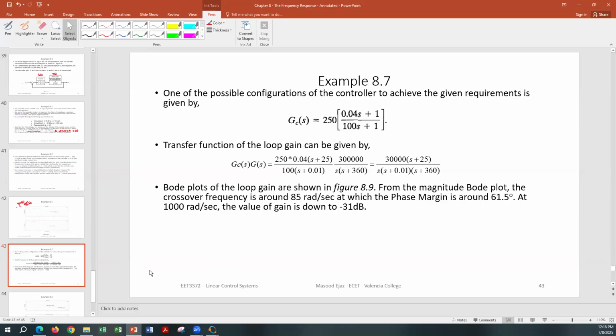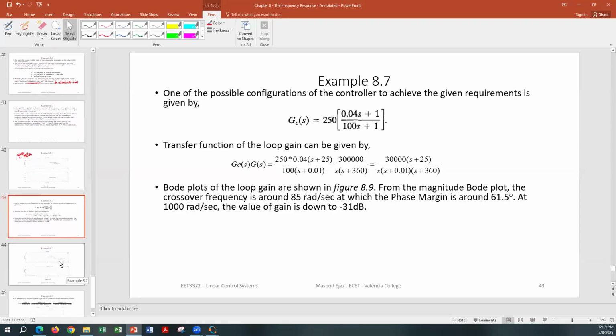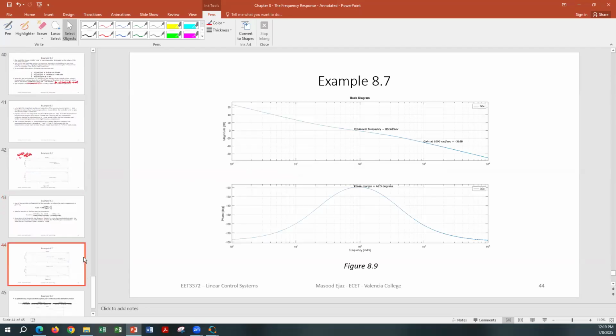So we calculated the transfer function of this: 30,000 (s plus 25) over s times (s plus 0.01) times (s plus 360). And the Bode plot of the loop gain is shown in figure 8.9. So now with GC(s) G(s), we have this updated transfer function, and we plotted its Bode plot. This is our magnitude, and this is our phase.